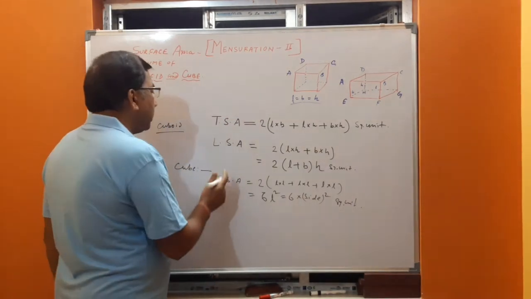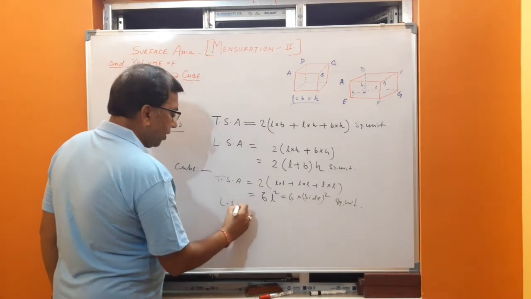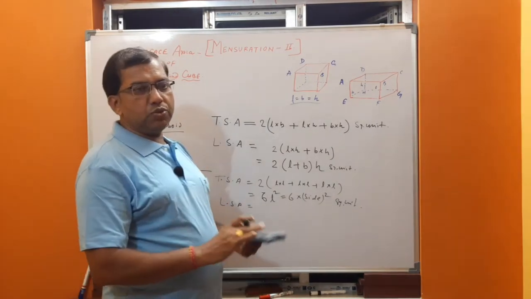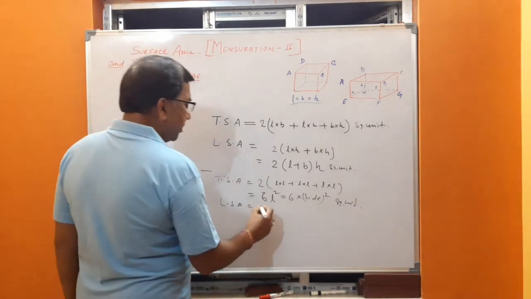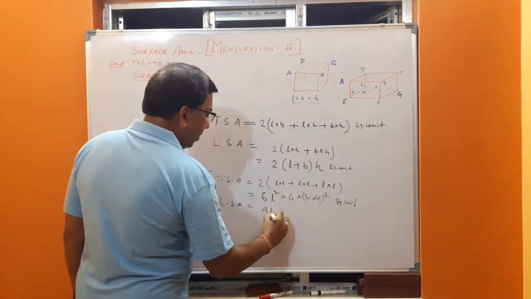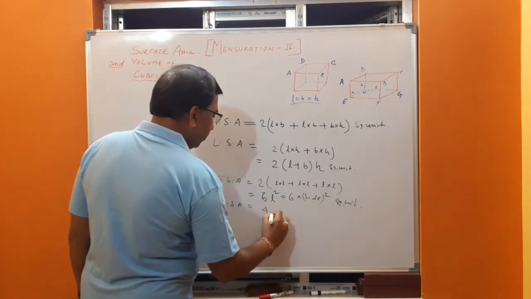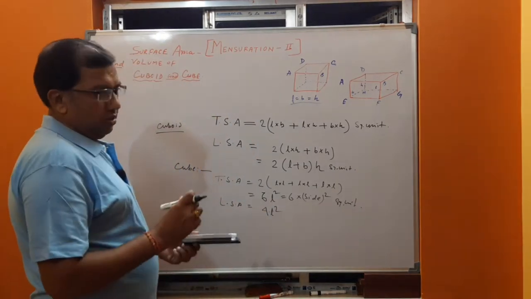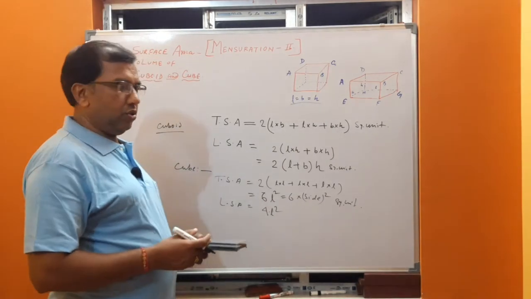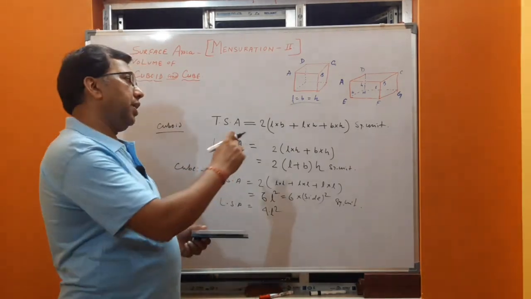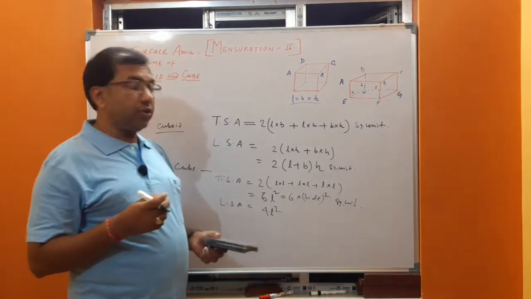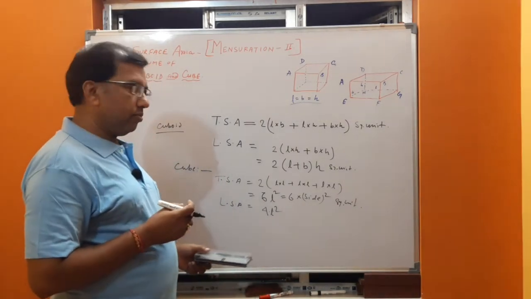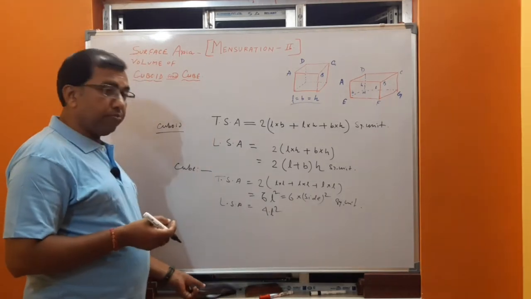Same thing for lateral surface area: the lower base and upper surface will not be considered. In that case, what will happen? It will be 4L square. How? Same thing, 2 into (L square plus L square), which is 2 into 2L square, that is 4L square. That is the lateral surface area. Clear? So, give an example.